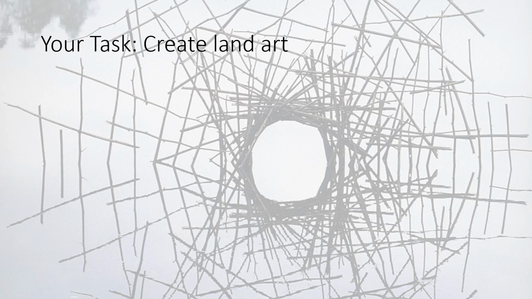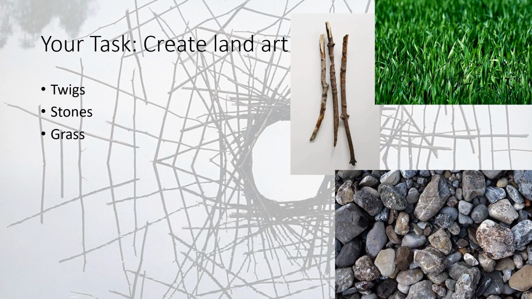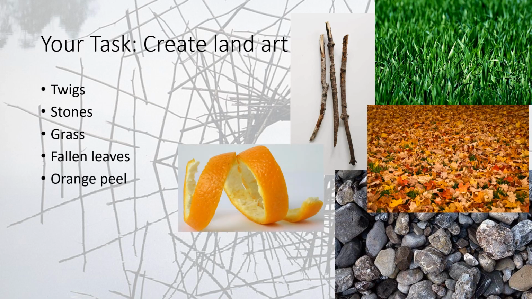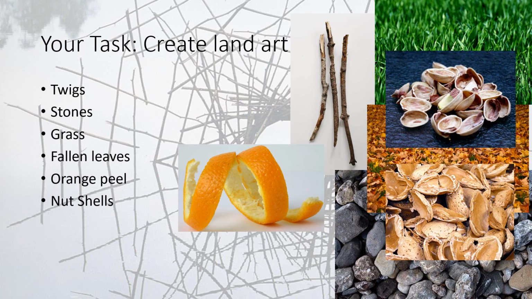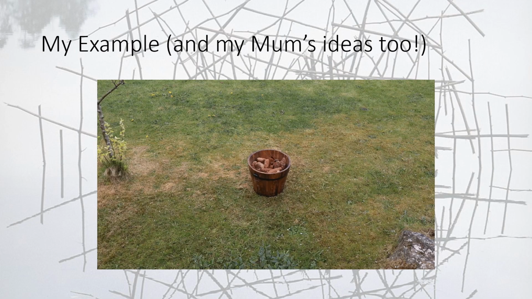Some examples of natural materials are twigs, stones, grass, fallen leaves, orange peel, nutshells, gravel, which is sometimes found in gardens, or anything else you can think of. Get creative. Well, welcome to our garden.